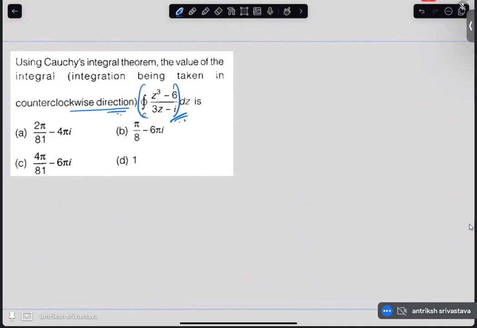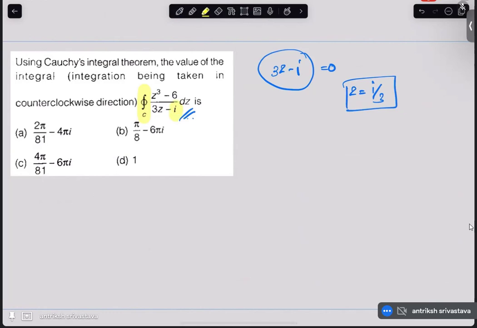You are not given any curve here. They have said this integral is for a closed curve C, but they have not actually mentioned the curve. What to do in that case? You use the same concept and imagine there is a curve inside which the point where 3z minus i becomes 0 and the function becomes discontinuous. That point is z = i/3. If you are having any confusion, this is i; that's why I am writing z = i/3.